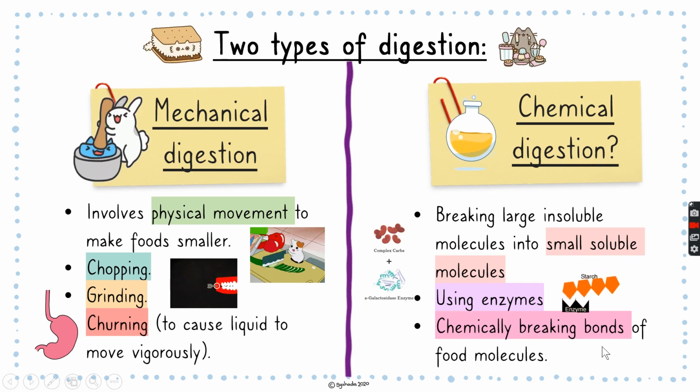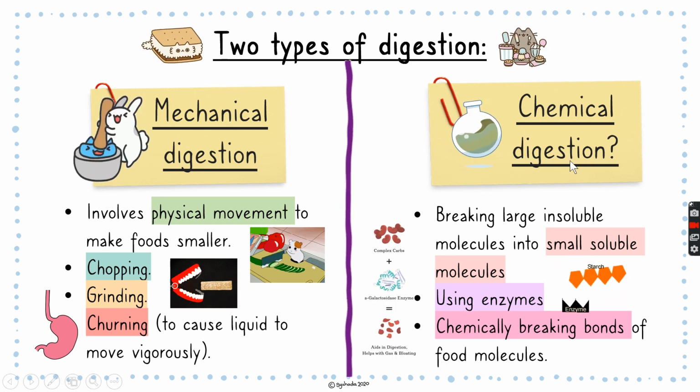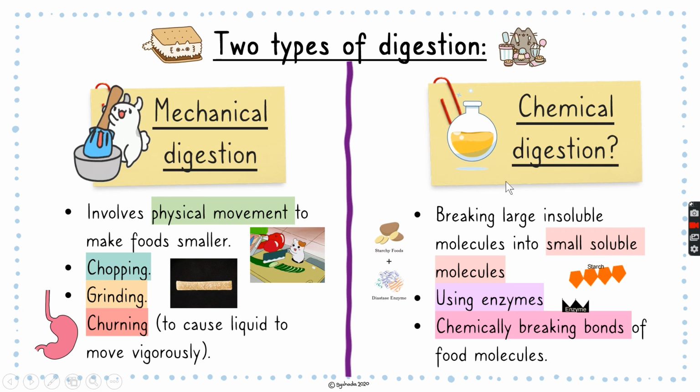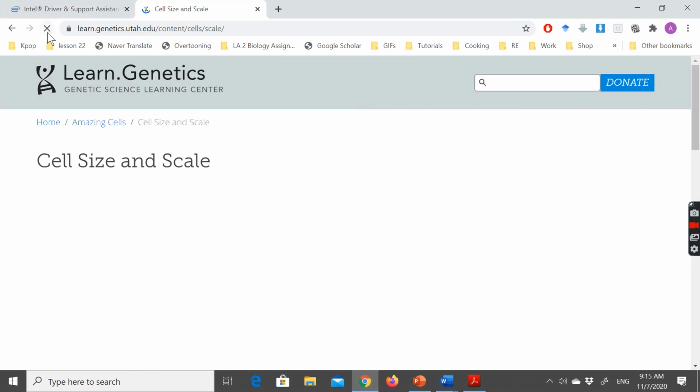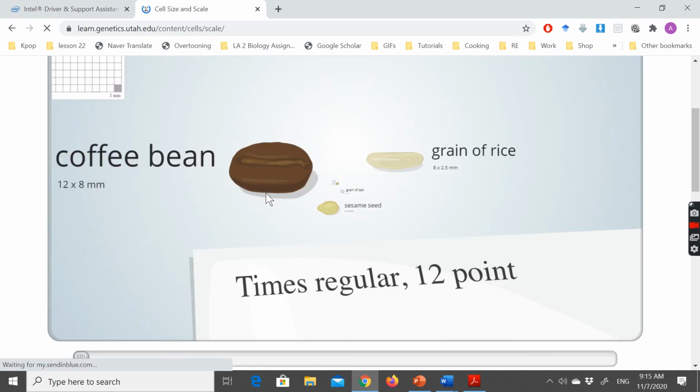And chemically breaking the bonds, that's why we call it chemical digestion, and only enzymes can do that for you. Okay, so here you go. We have that's a Times Regular 12 font, and then you have a coffee bean here. The grain of rice, that is just one grain of rice. Imagine you're eating a whole nasi lemak, right? That's like more than one grain of rice.